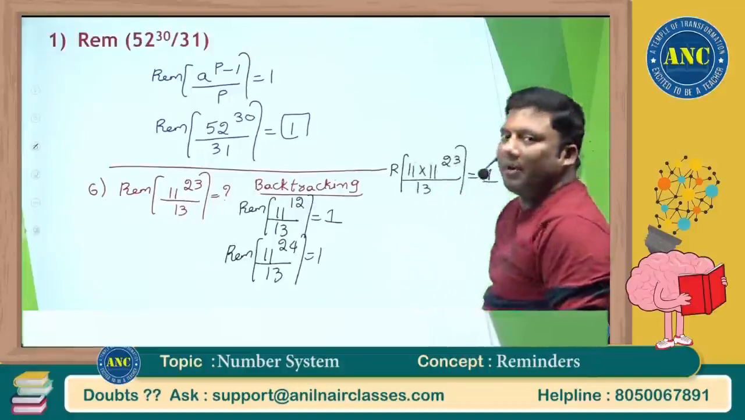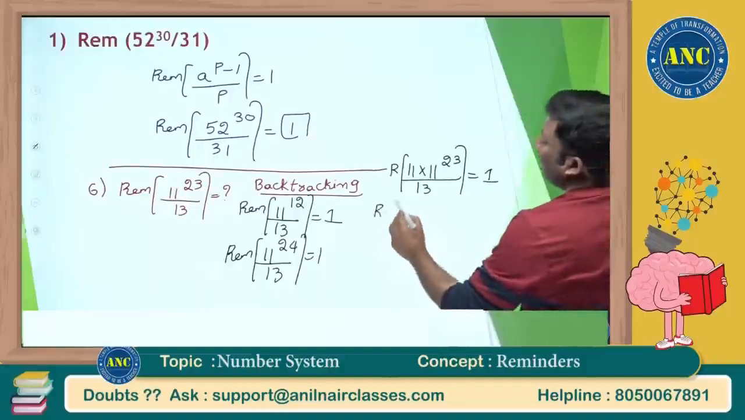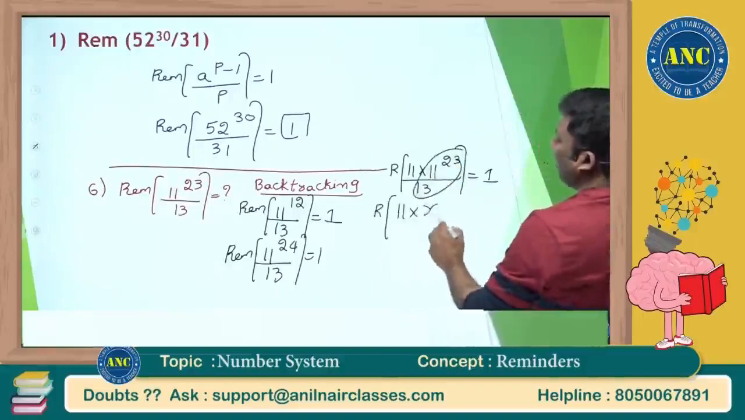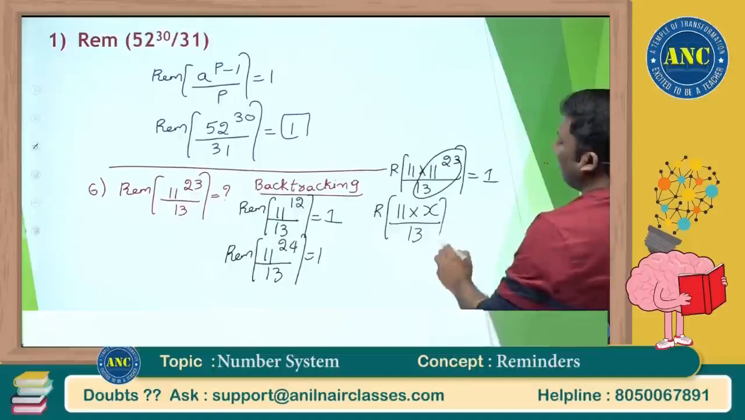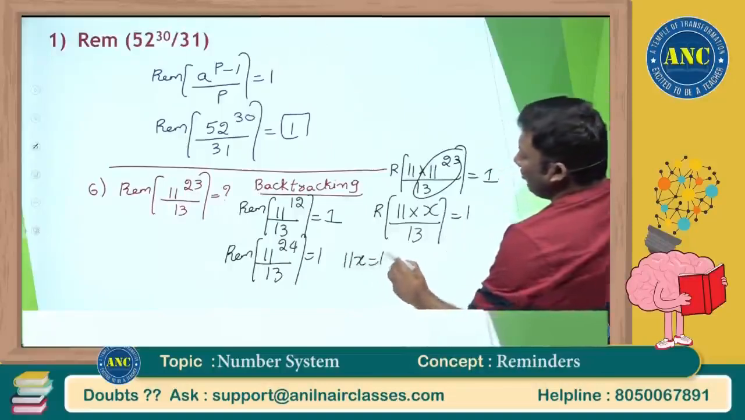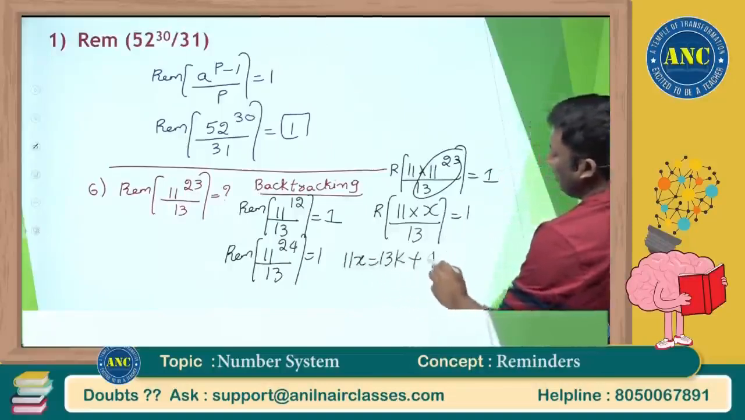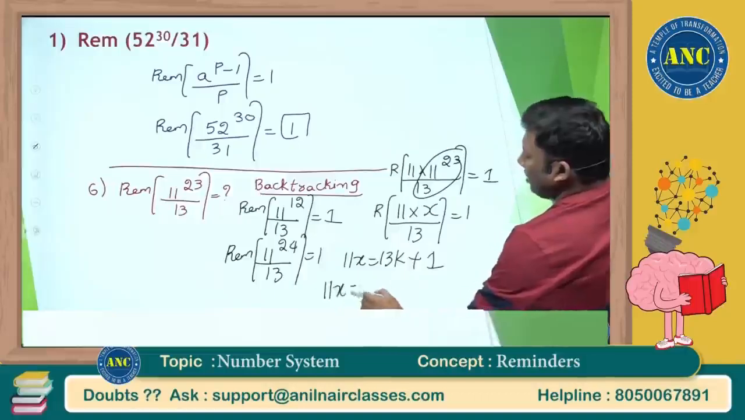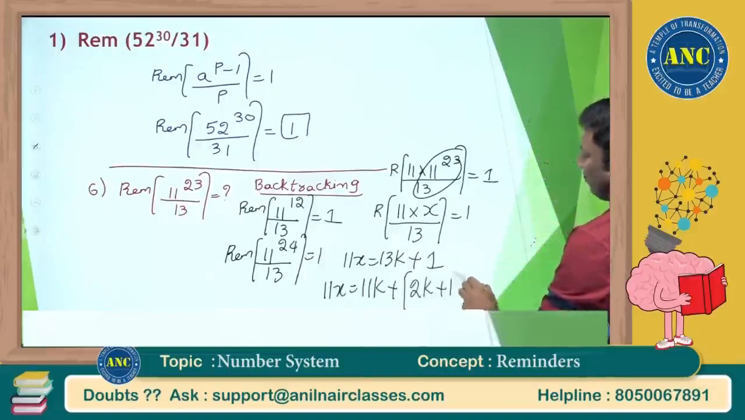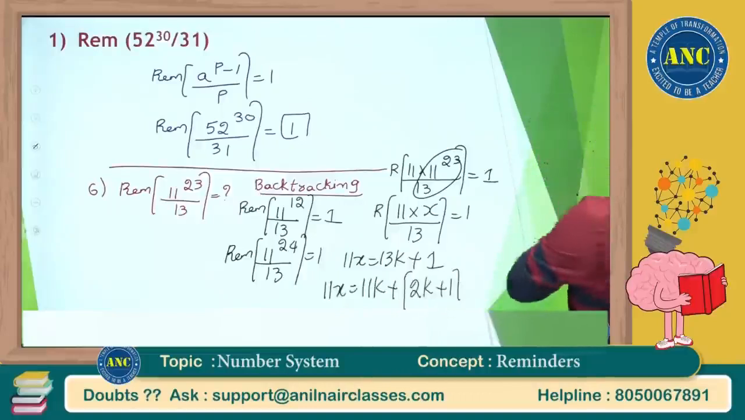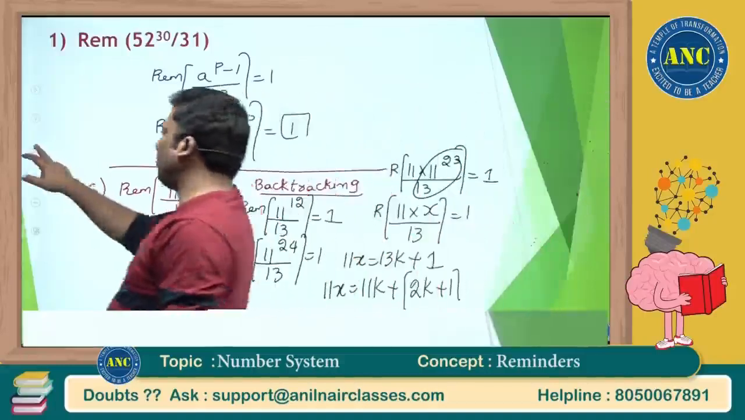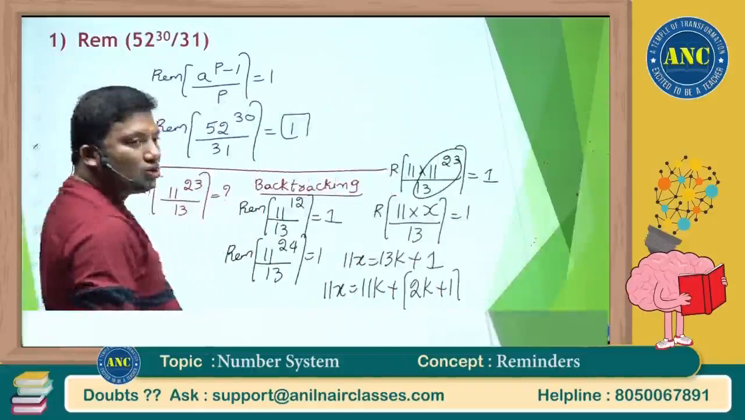11 into 11 power 23 divided by 13. 11 by 13, 13 zeros are 0, remainder 11. 11 power 23 by 13, I want the value. When I further divide, the remainder does not change. 11x when you divide by 13, quotient is k, remainder 1. So 11x is nothing but 13k plus 1, that is 11k plus 2k plus 1.